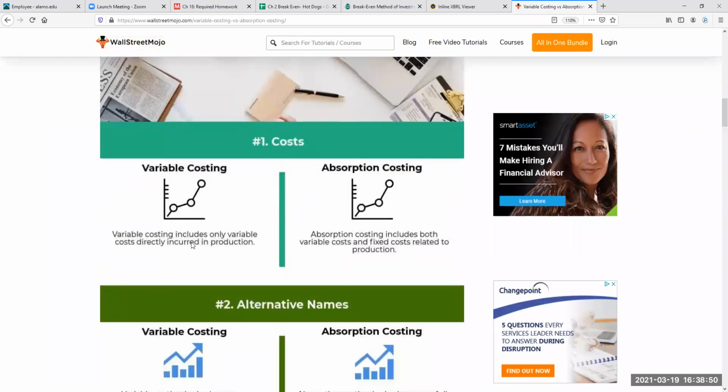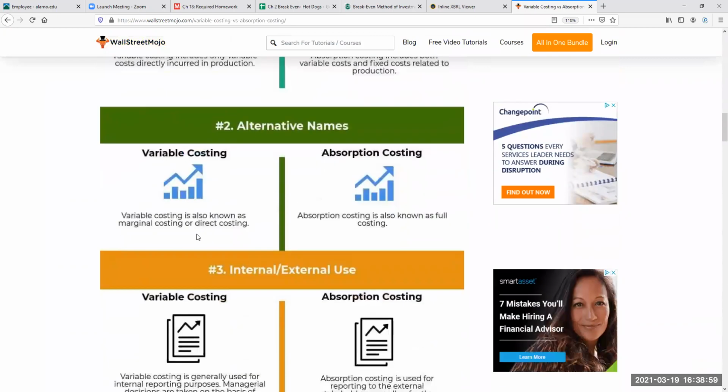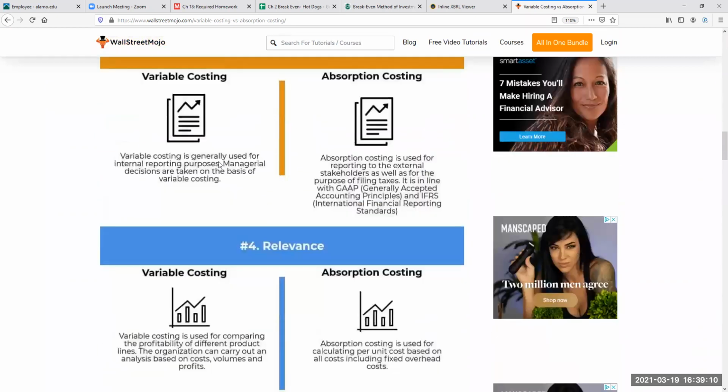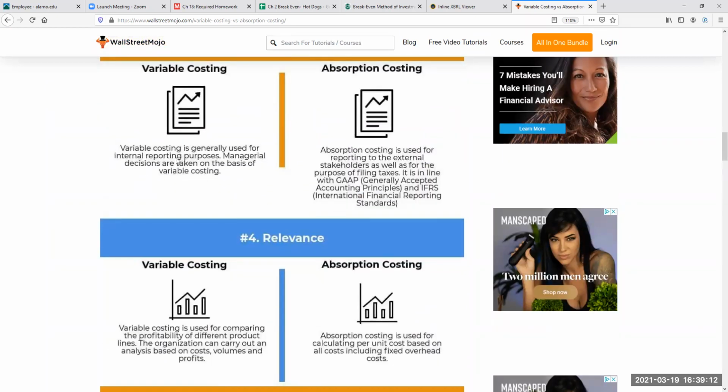Cost. Variable costing includes only variable costs. Absorption costing includes both variable and fixed related to production. So see there, absorption includes this. Alternative names: variable costing is also known as marginal costing or direct costing, and y'all talk about marginal costing in economics. Absorption costing is also known as full costing. Variable costing is used for internal, managerial decisions. Absorption is used for reporting to external stakeholders. It is in line with GAAP.